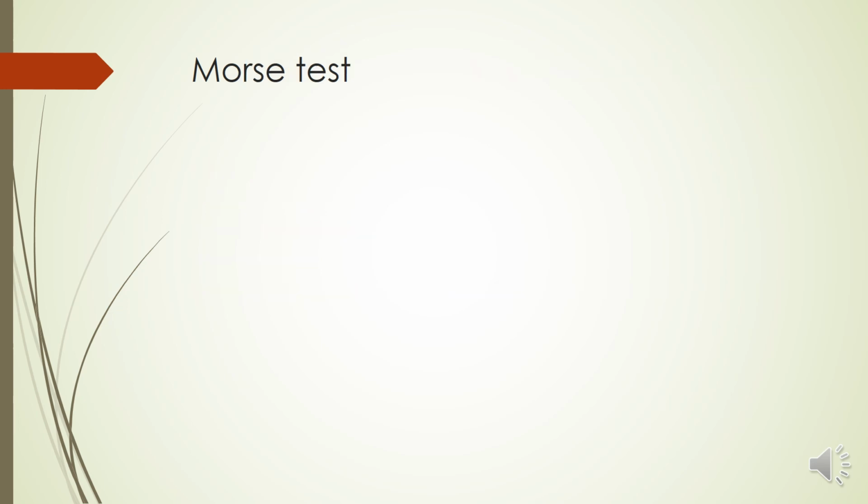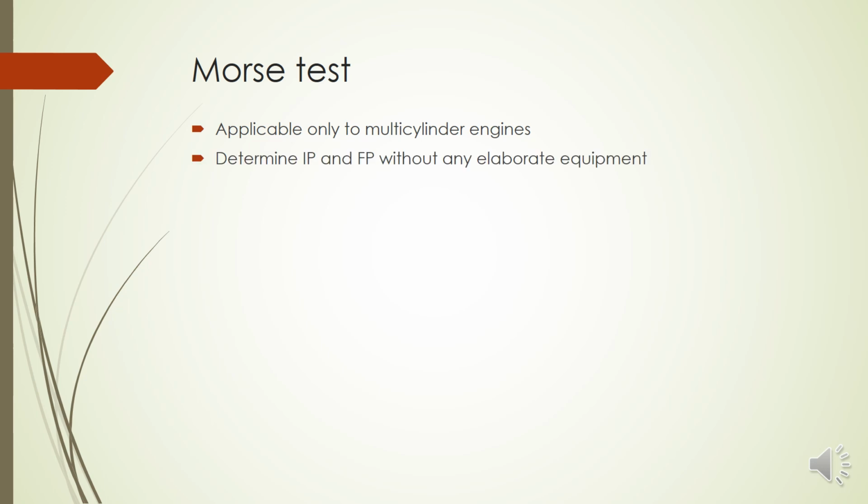Now what is Morse test? The main thing about Morse test is it is applicable only to multi-cylinder engines. If our engine is a single cylinder engine, we cannot apply Morse test. Another advantage of Morse test is it calculates frictional power and indicated power without any elaborate equipment. So no additional equipment is required for this method. That is the important advantage of Morse test.